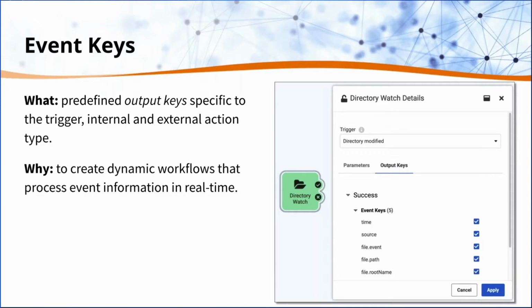So event keys can be inserted downstream within an automation to process the value in real time. So sticking with the directory watch example, what this means is the file path can be used as the source dataset in a workspace, allowing data to be fetched and processed immediately whenever it is uploaded without any manual intervention.